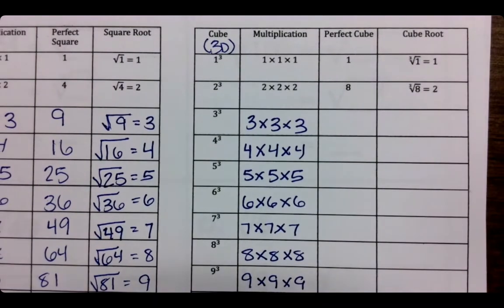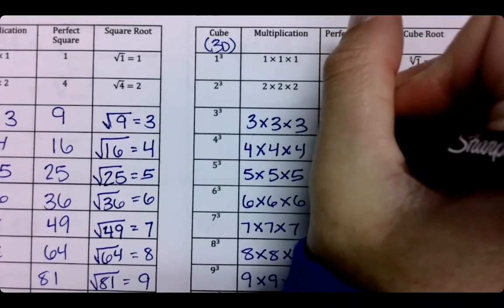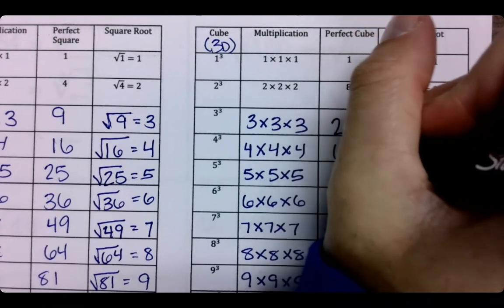just like how 3 squared was 3 times 3, 3 cubed is 3 times 3 and then times 3 again. 2 cubed is 2 times 2 and then you times that number by 2. So again, you can use a calculator for these. I know these are going to be very large numbers.